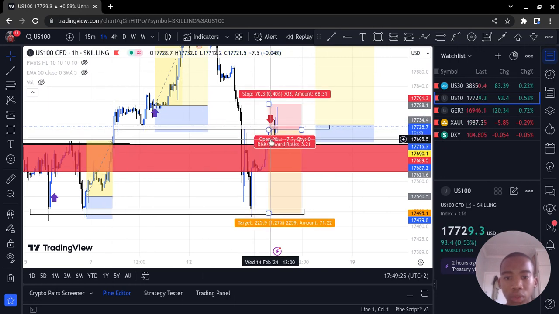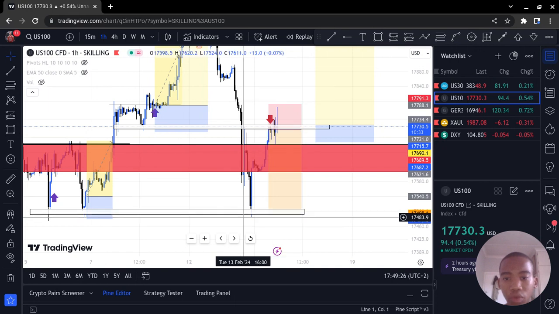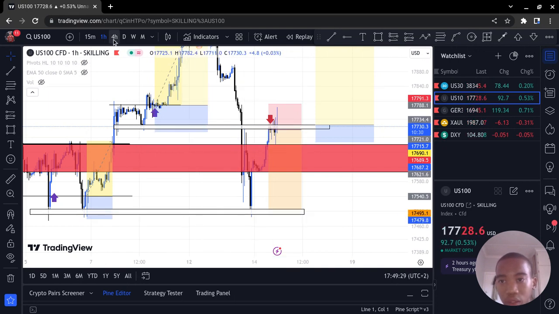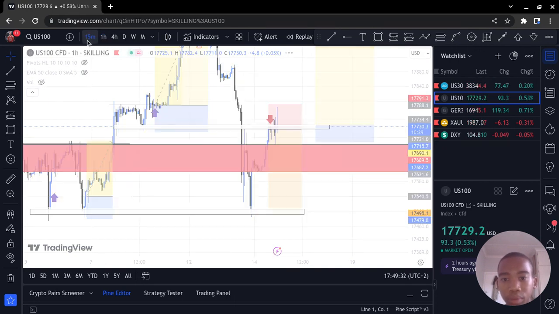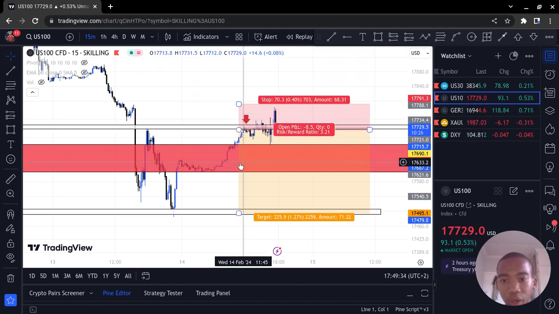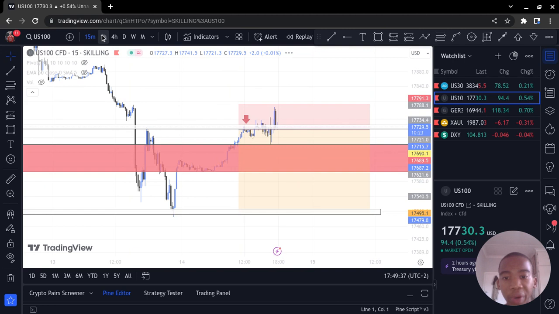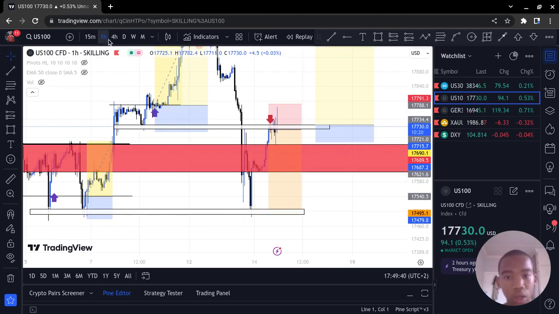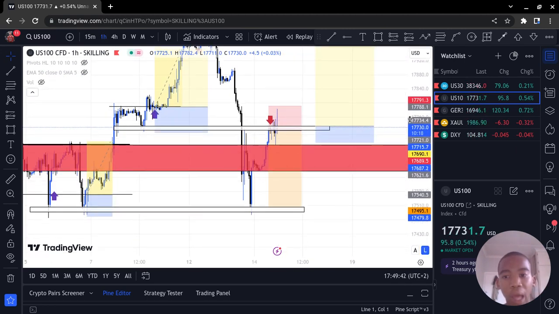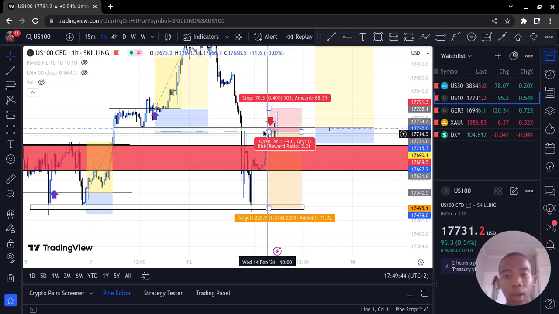Price gave us a slowdown in momentum. As you can see, we were really bullish coming up, but then we started to see some red candles. So now we can see that price is slowing down in momentum, and we might have a bearish move.